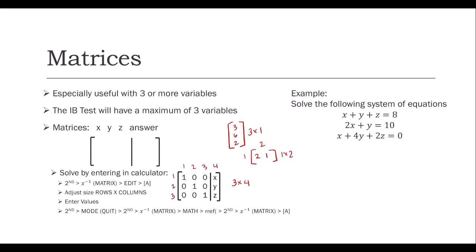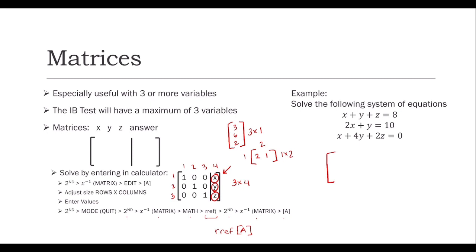So then you would enter your values in, and then once you have your matrix entered in, you'll quit out of there doing second quit, and then you will do second matrix math to find your RREF, and you'll do your RREF of your matrix. So you'll do second inverse matrix A, so that your calculator will say RREF of A. And that'll give you your identity matrix shown here, where your X, Y, and Z values will be in your final column. So we'll use our example here.